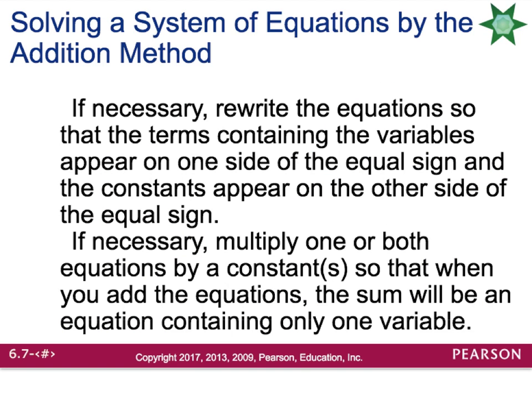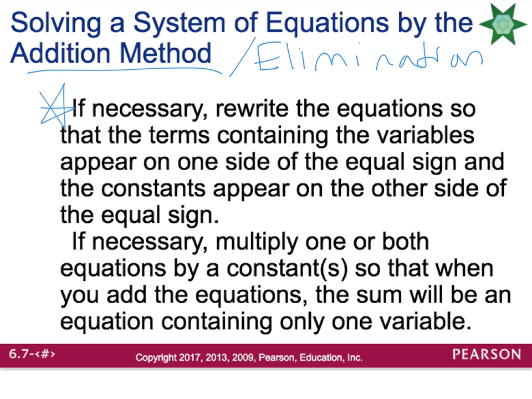There's one method left, and this method's called the addition method, although many people call it the elimination method. And sometimes this can be the easier way to go if you don't have a coefficient of 1 in front of one of your letters. So to use this method, what you need to do is rewrite the equations so that the terms containing the variables are on one side of the equal sign and that the constant appears on the other side.